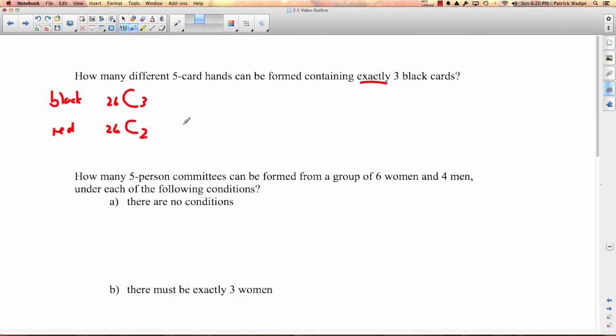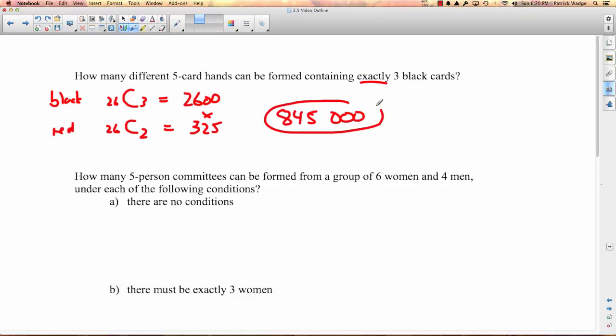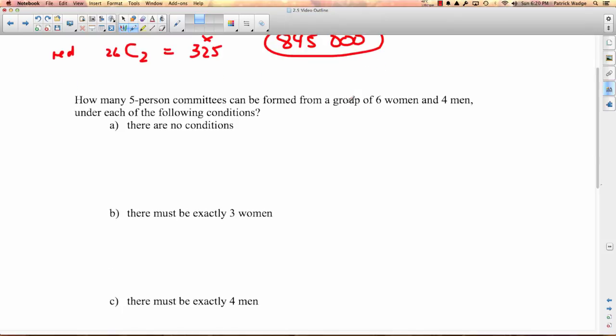You need to do both of these things. So you're going to get this answer, you're going to get this answer, and since it's an AND question, you're going to multiply them together. If you do this, I'm just going to speed this up a little bit. This is going to be 2600. If you do this, you're going to get 325. And if you multiply those two things together, you get 845,000 hands that contain exactly 3 black cards.